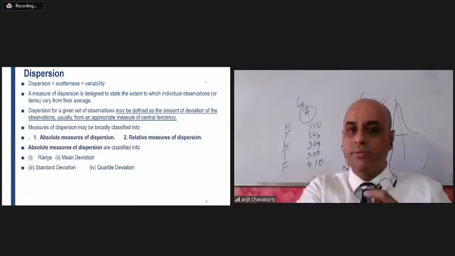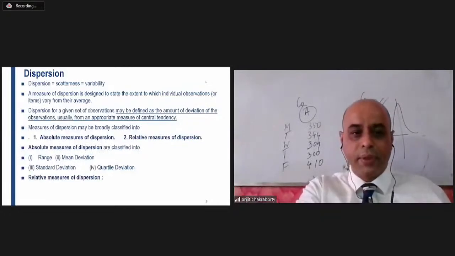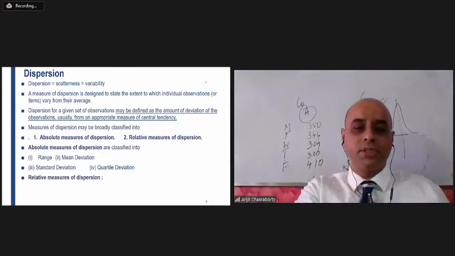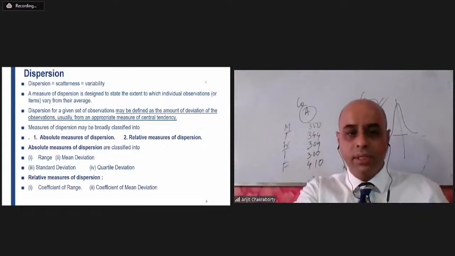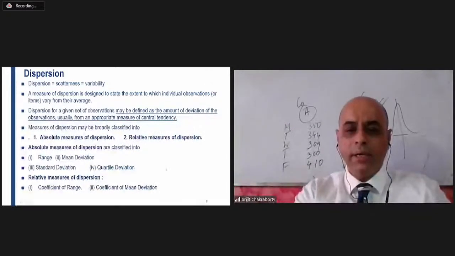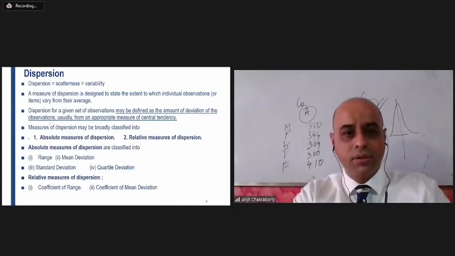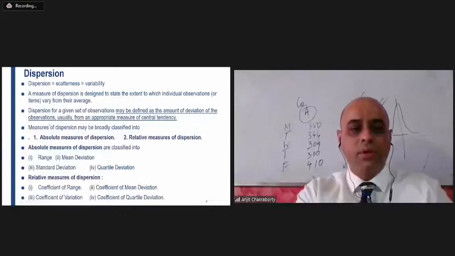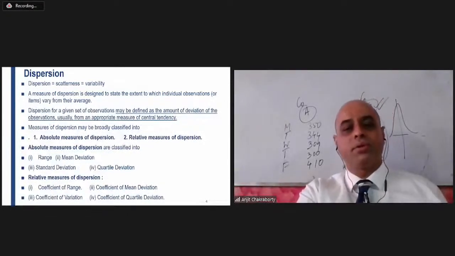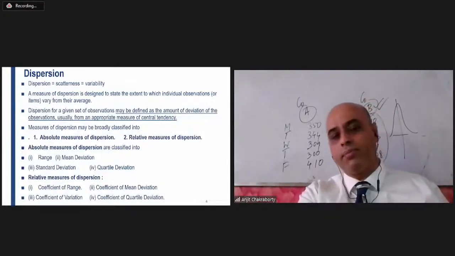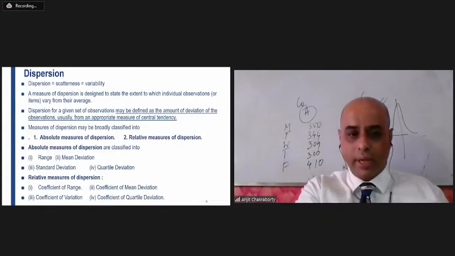Range and mean deviation we are taking up today. Relative measures of dispersion, coefficient of range, which we are taking up today, and there are some simple measures like coefficient of mean deviation. So that also we will take up today. Coefficient of variation and coefficient of quartile deviation we will discuss on the next day.